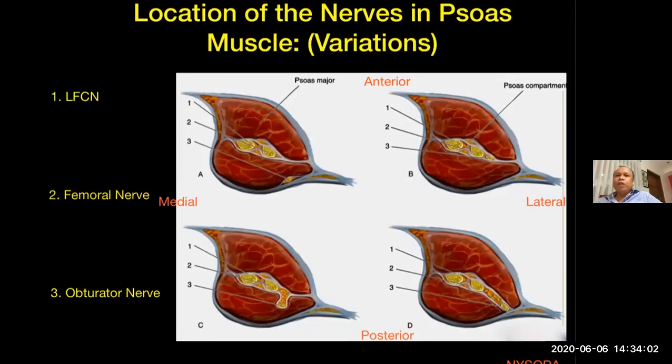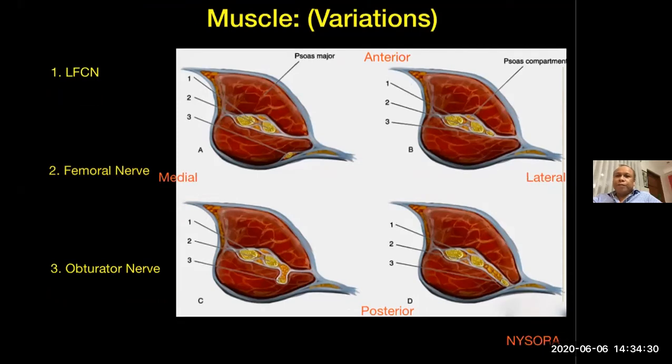So you will notice all those three nerves right there: the lateral femoral cutaneous nerve, the femoral nerve and obturator nerve embedded in the psoas major. So in other words, what this procedure is doing is to target that specific area in order to anesthetize those three nerves in the process of relieving the pain by a single injection from posterior to anterior.